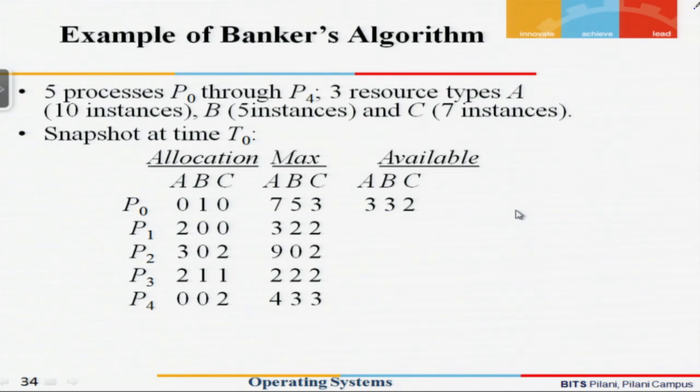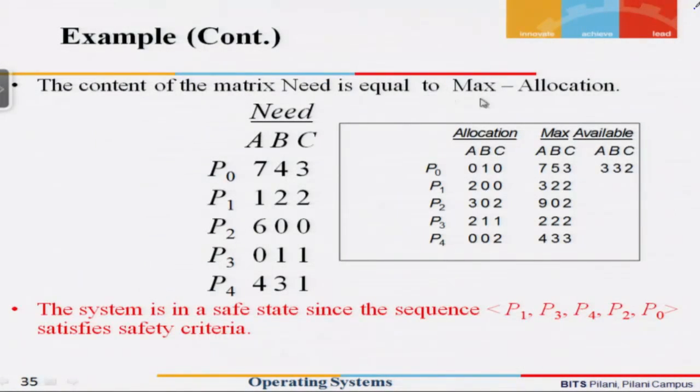Now what we need to do is find out whether the system is in a safe state or not. From these given values, we can find out a need matrix, and you can check what would be the safe sequence. One of the safe sequences which we have written here is P1, P3, P4, P2, P0. Let us just work out one or two steps and see how it works. So we find that we have an availability of 3, 3, 2.